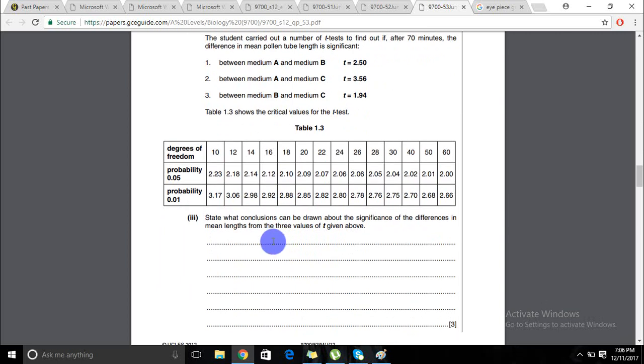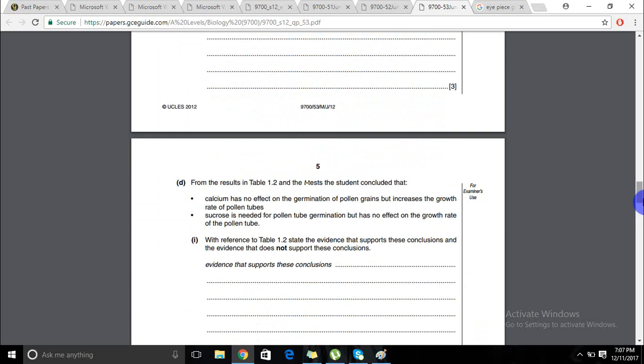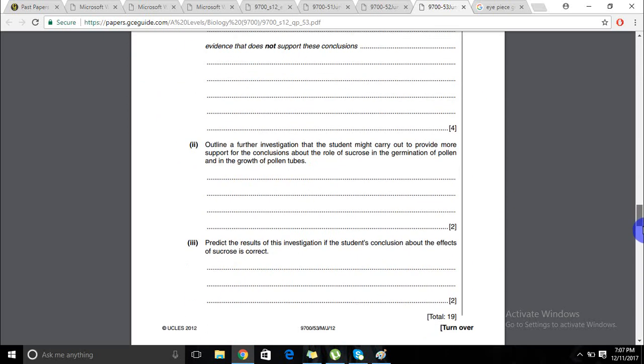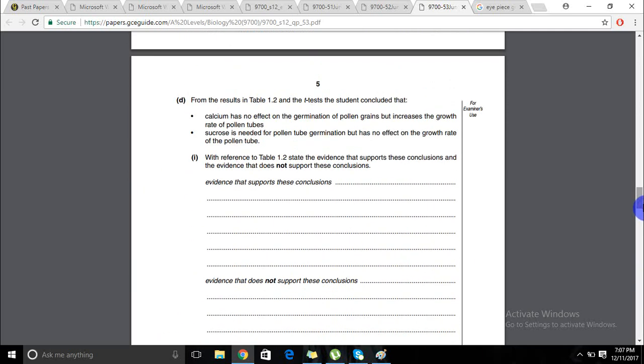The question said what conclusions can be drawn about the significance of the differences in the mean length from the three values of t given above. Simple interpretation, you just need to have a grasp of the statistical tests and how to interpret them, which is actually the most important part. Students somehow often miss out on.